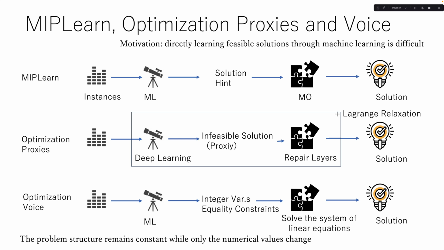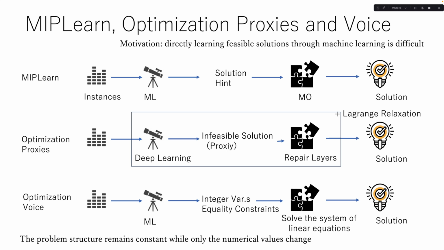In MIP Learn, hints for the solution are learned and used to derive the solution via a mathematical optimization solver. In the optimization proxies approach, an infeasible approximate solution, called a proxy, is learned, and the final solution is obtained through a repair layer. In the voice of optimization, the values of integer variables and the inequalities that become equalities are learned, and the solution is derived by solving a system of linear equations.